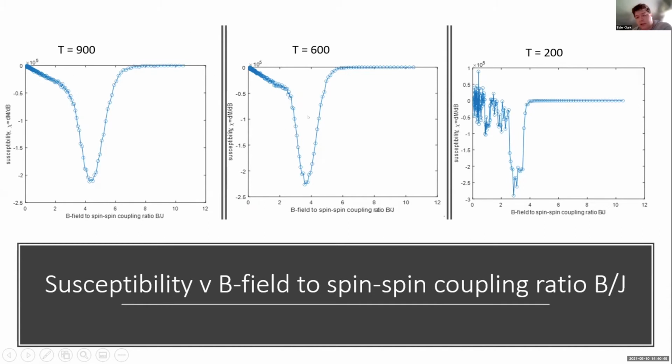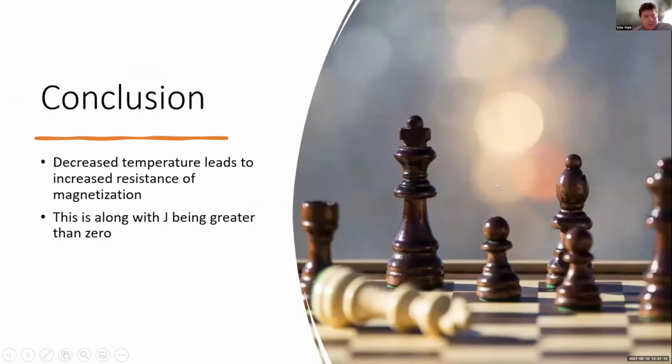Other than that, but the 200 Kelvin one, there is a lot of resistance to wanting to go downwards, and it's much lower than previous ones. And there's an odd value out right at the top, right there, which makes the graph a little bigger and wonkier. And pretty much the decreased temperature leads to increased resistance of the magnetization. And this is with the J being greater than 0. And that is all I have.